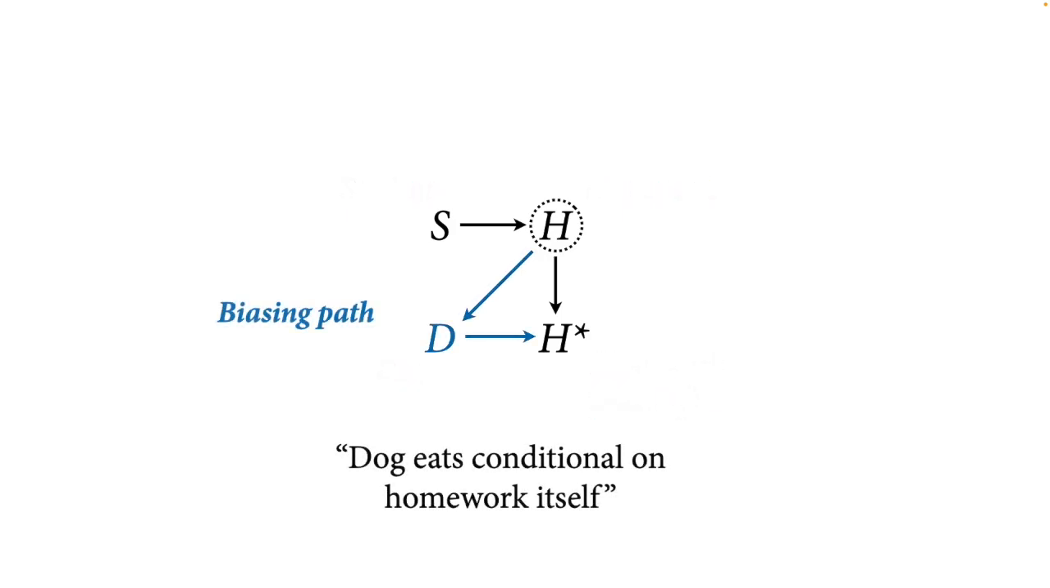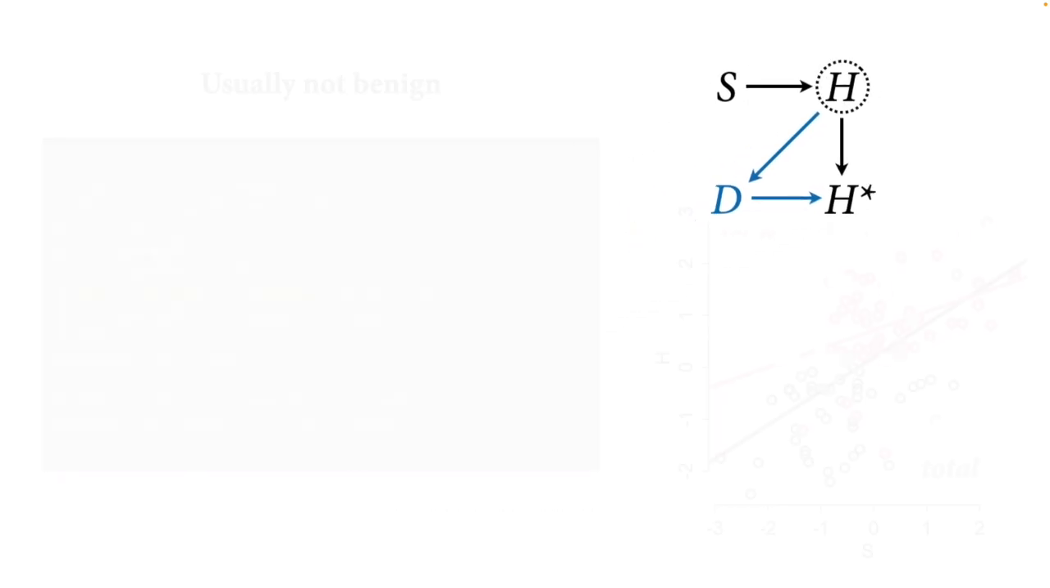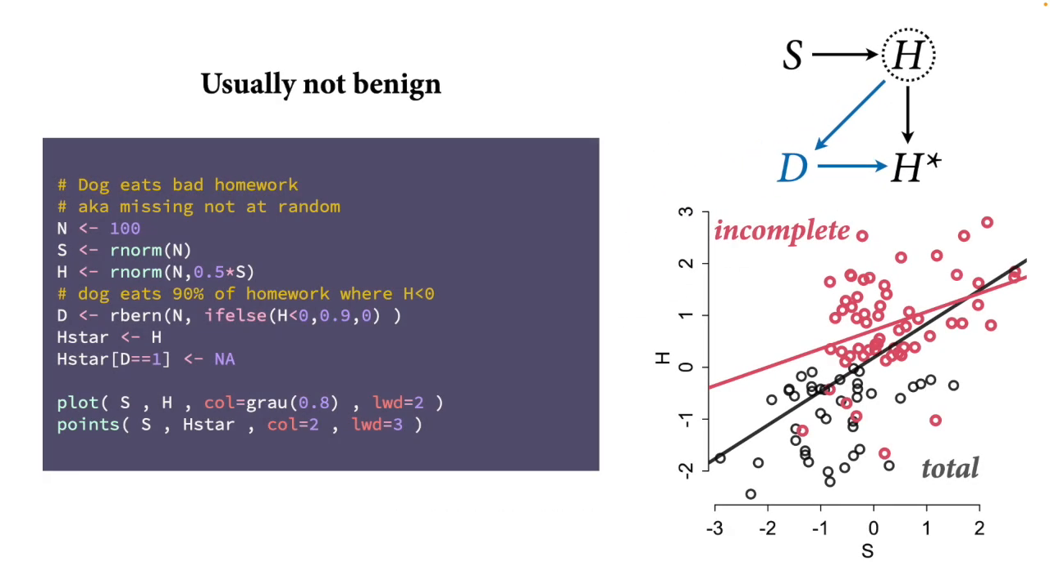So now you've got a biasing path for sure. And unless you can model the dog, you can't close it. There's nothing you can do. The dog eats conditional on homework itself. This situation is usually not benign. In fact, it's a kind of nightmare of statistical contexts.